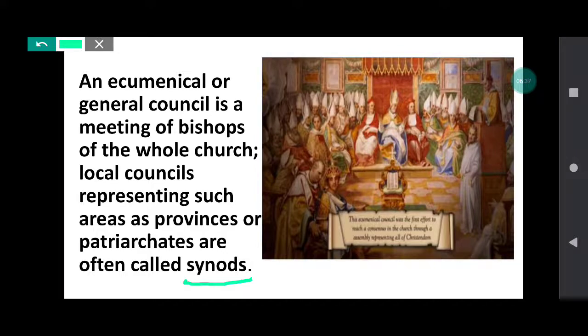So this ecumenical general council is a meeting of bishops of the whole church, where members of local councils also used to participate, representing the provinces or patriarchs. Patriarchs were basically from the eastern side. On the eastern side they used to call them patriarchs, and on the western side they used to call them bishops.